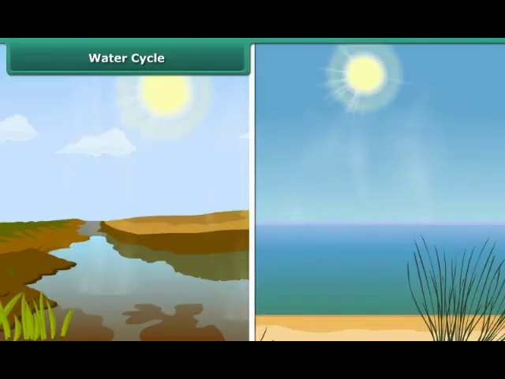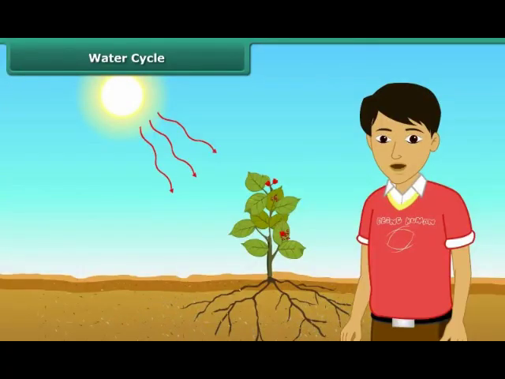Water in oceans, seas, rivers, etc. gets heated up by the sun and turns into vapor. This process is known as evaporation. Plants absorb water from the soil. They use a part of this water to prepare their food and release the excess water into the air as water vapor. This process is called transpiration.